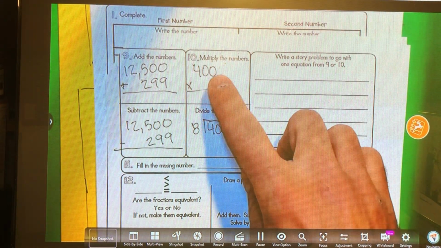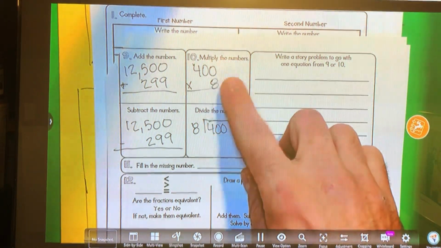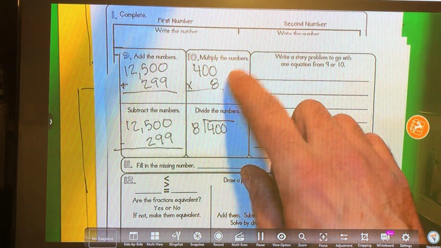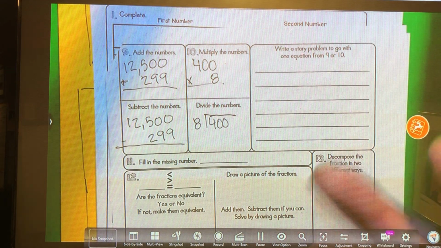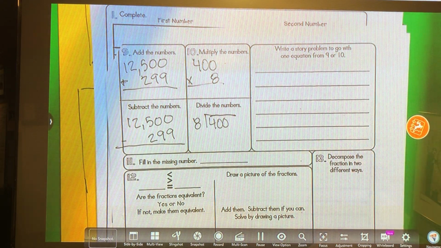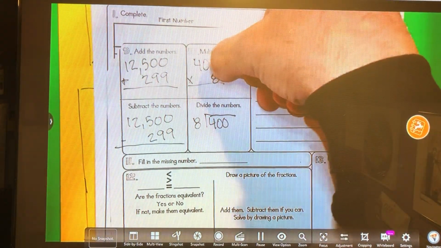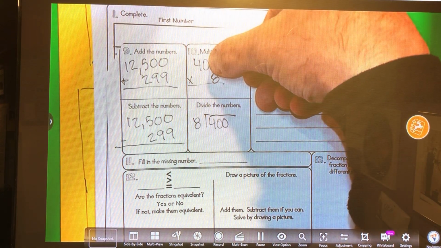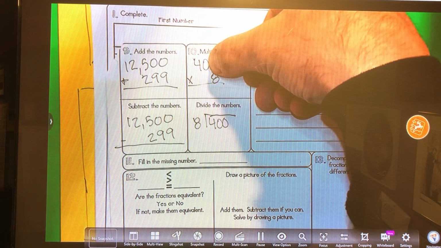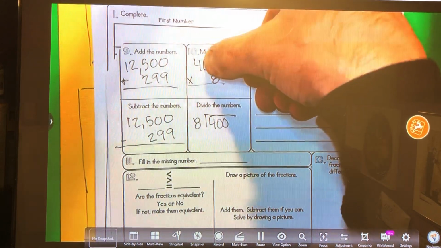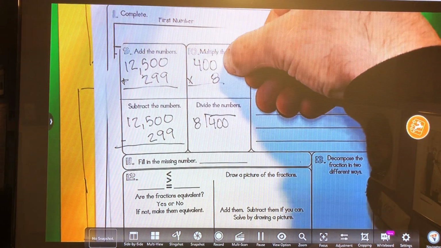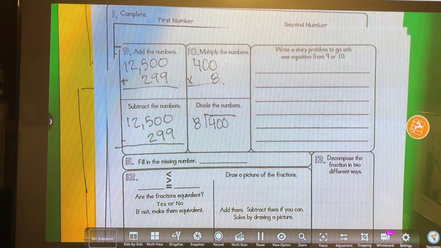Earlier I was talking about mental math and multiplying by multiples of 10. That is these right here. So 400 times 8. 400 is a multiple of 10. So is 40. Using that mental math strategy of, if 40 times 8 is, or 4 times 8 is the basic fact, whatever you get there, just plug back those two zeros.